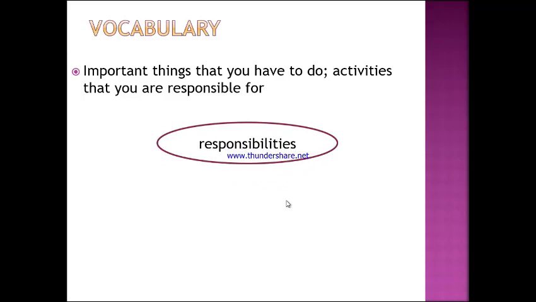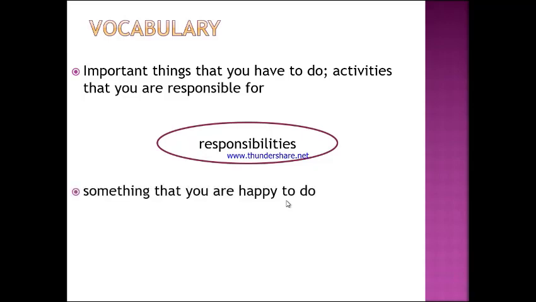responsibilities. The word is the noun formation from the word responsible. Responsible is an adjective and responsibility is a noun. Things or activities that you are responsible for are your responsibilities. For example, you need to get up in the morning and study and help your parents work and so on. And also you need to be responsible for your homework and for your score and the other things that you do at school.